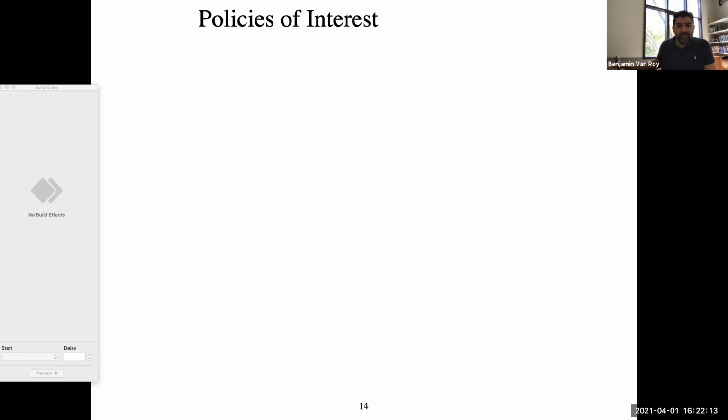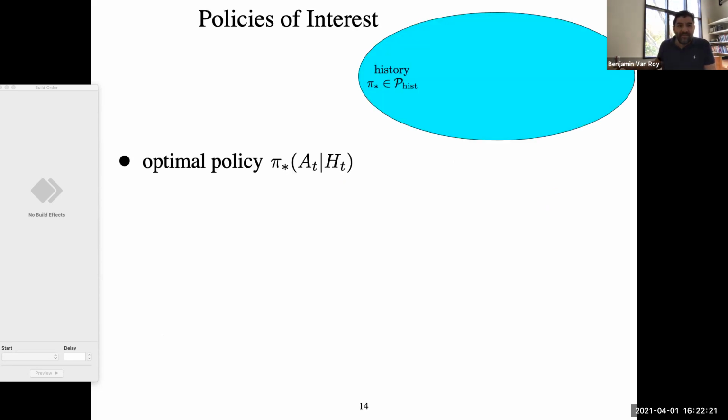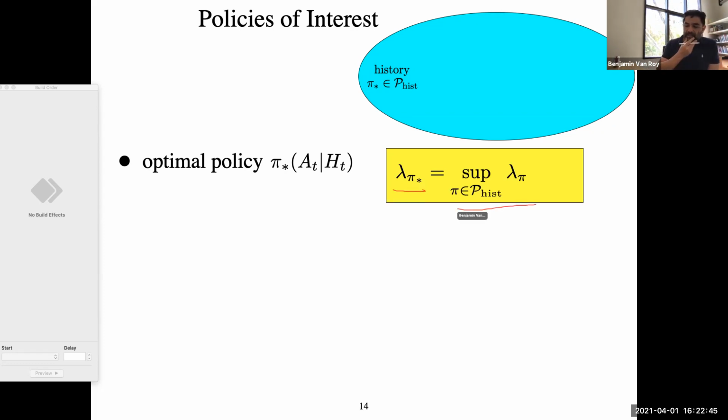Now, we talked about three classes of policies. Let me talk about one policy that's of particular interest in each class. In the class of policies that depend on history, we have what we call the optimal policy, pi star. That's the policy that chooses the best possible action based on history, if you had full knowledge of the environment. This is a policy that attains optimal average reward, lambda pi, with full knowledge of the environment. I call that average reward lambda star as well. Of course, because the agent is uncertain about the nature of the environment, we shouldn't expect it to do as well as this policy, because this policy requires full knowledge of the environment.